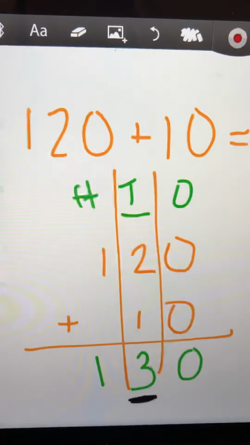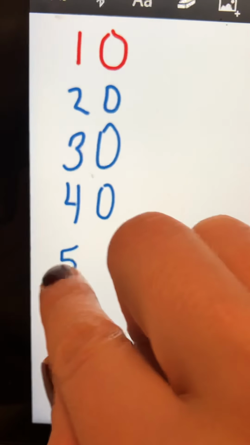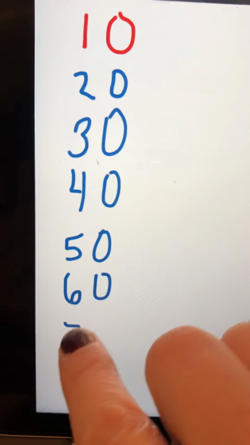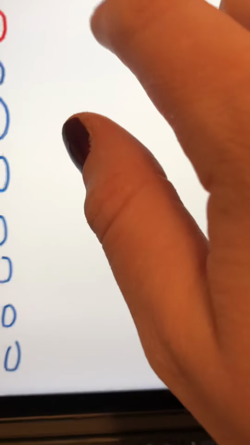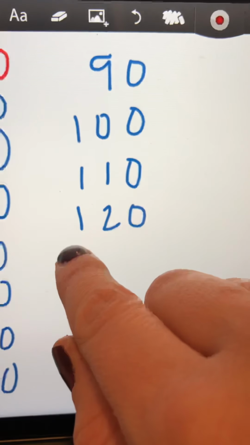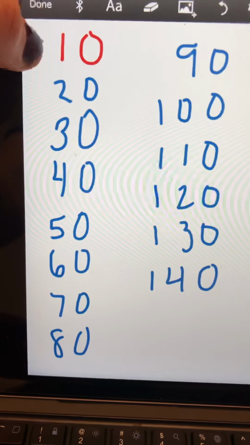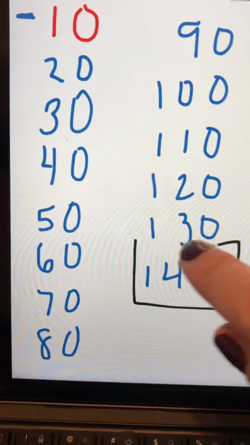So right now, I want us to skip count by tens, starting at 10, all the way up to 140, okay? All together, we're gonna start together and count from 10 all the way to 140. Ready? Let's go. I wanna hear all of you. 10, 20, 30, 40, 50, 60, 70, 80, 90, 100, 110, 120, 130, 140. Very good.